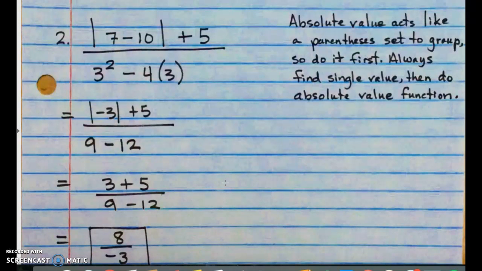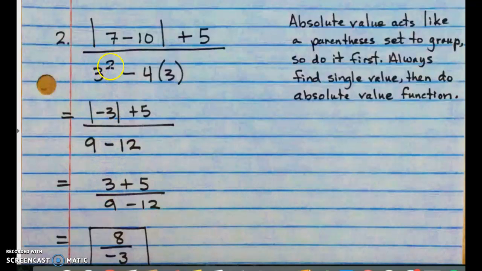Absolute value acts like a parenthesis, so we want to take care of this first. To do absolute value, you're always going to find what one single number is inside the bars, and then make sure that you make that positive. So 7 minus 10 is a negative 3. We're going to take that negative 3 and put it inside the bars. To get rid of the bars, we have to apply the absolute value. So the absolute value of negative 3 is a positive 3.